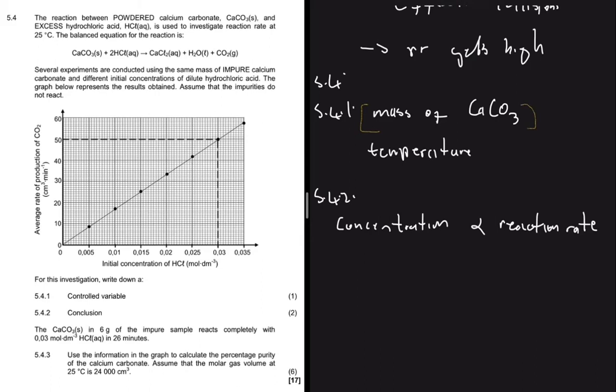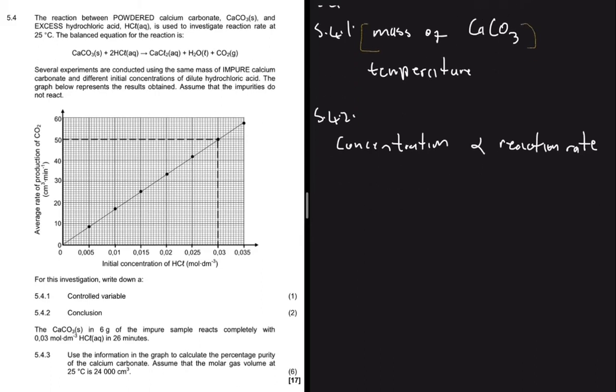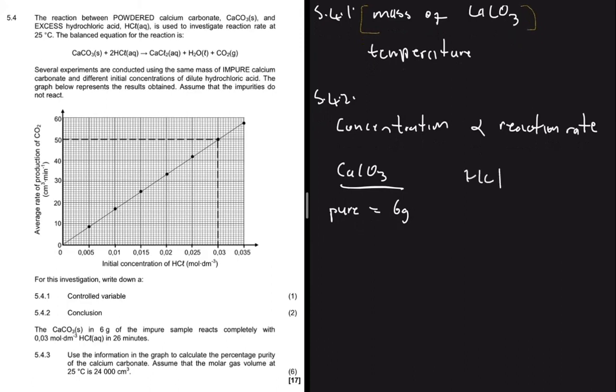And then let's move ahead to 5.4.3. It says the calcium carbonate in 6 grams of the impure sample reacts. So we have CaCO3, and that which is pure is 6 grams, right? And then they say that it reacts with HCl, obviously, of concentration 0.03 moles per decimeter cube in 26 minutes. So we have delta T equals 26 minutes, right?